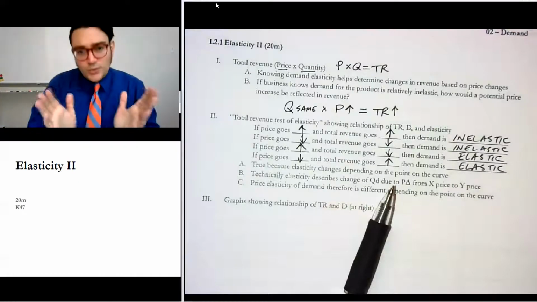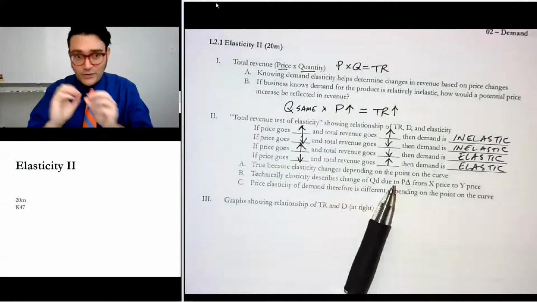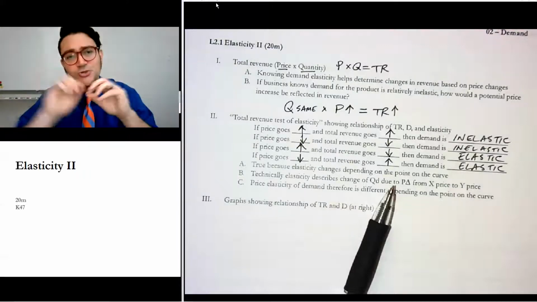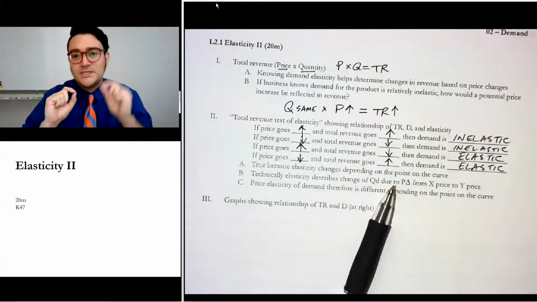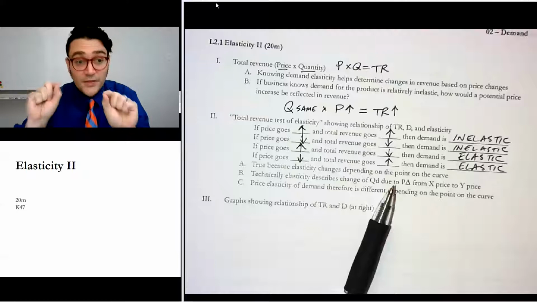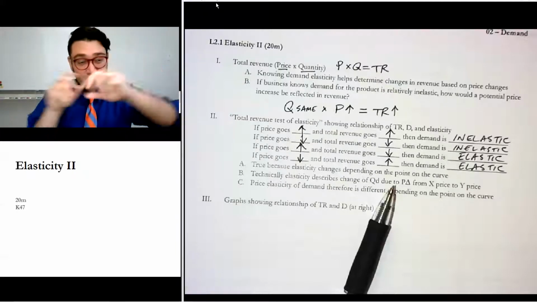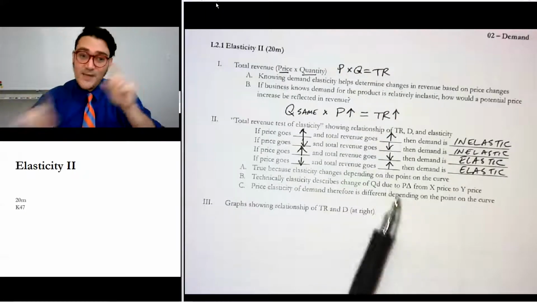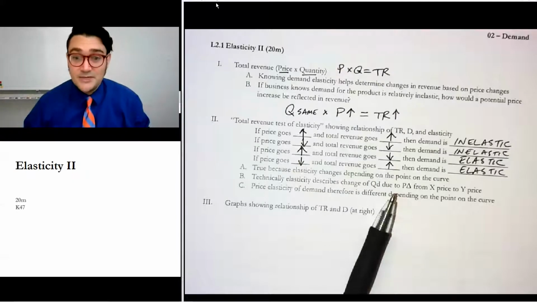Now, this is true because elasticity actually changes depending on the point on the curve that you're dealing with. And I know that in the previous lecture, I showed you different curves and things. Technically, elasticity actually describes the change of quantity demanded going from one price to another. It's not the entire curve. It's like from this price on the curve to this price on the curve, this is what the elasticity is for that range. Now, that means that depending on the part of the curve that you're in, you will have different elasticity values.